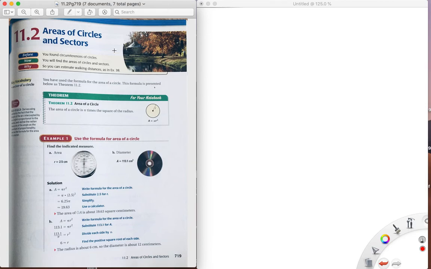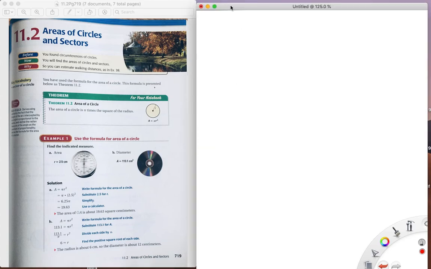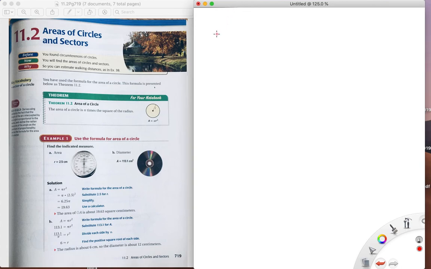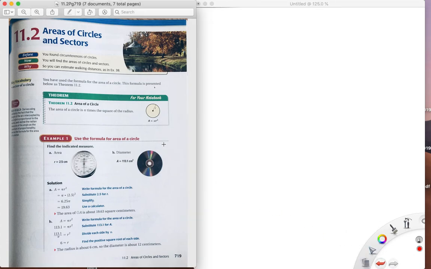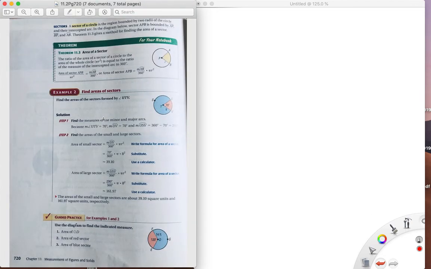So, if you recall, the area of a circle is pi r squared, where r is your radius. Remember that radius is half of the distance from the center of the circle out to the end of the circle, and it is half the length of the diameter. So I'm pretty sure you guys can easily find the radius. First theorem of this section.